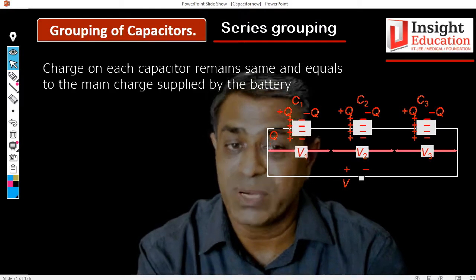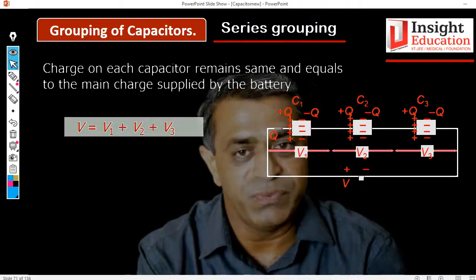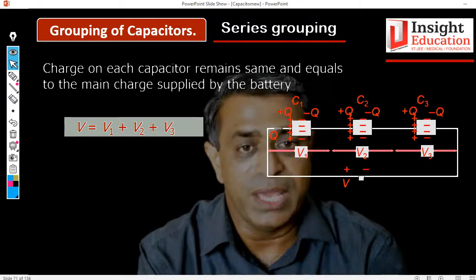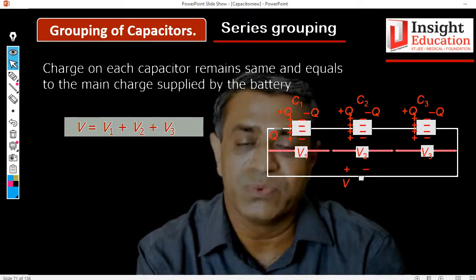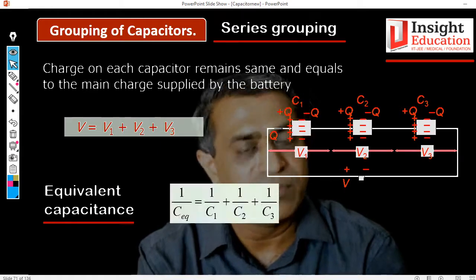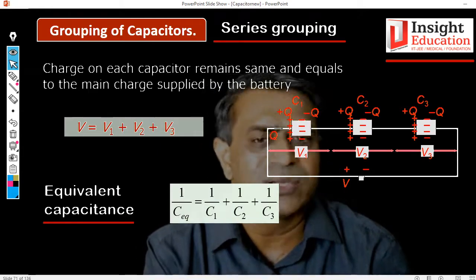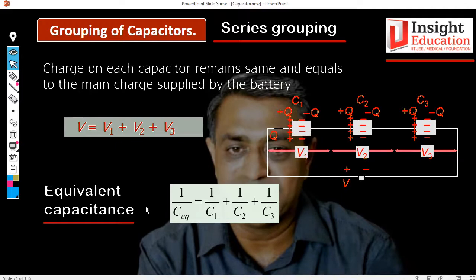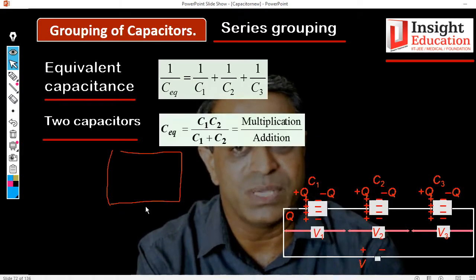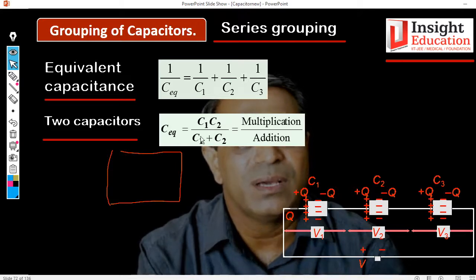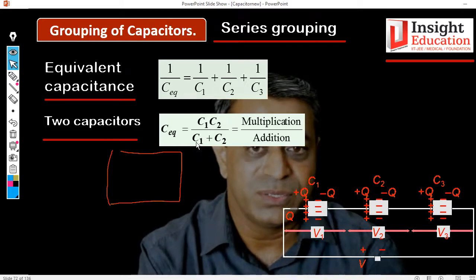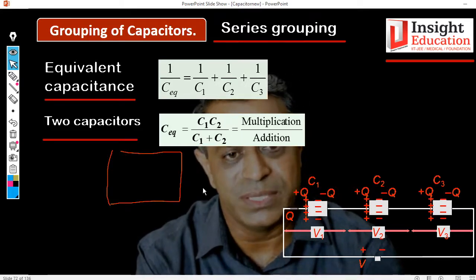Now total potential V is equal to V1 plus V2 plus V3, and for equivalent capacitance, 1 upon C equivalent is equal to 1 upon C1 plus 1 upon C2 plus 1 upon C3. So if there are two capacitors, then we can say C equivalent is C1 C2 upon C1 plus C2. It means multiplication upon addition. So remember this, we will use this in the examples.